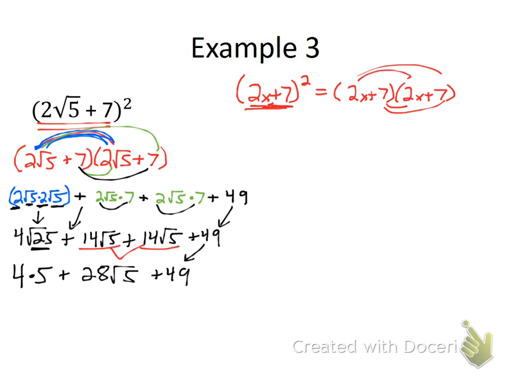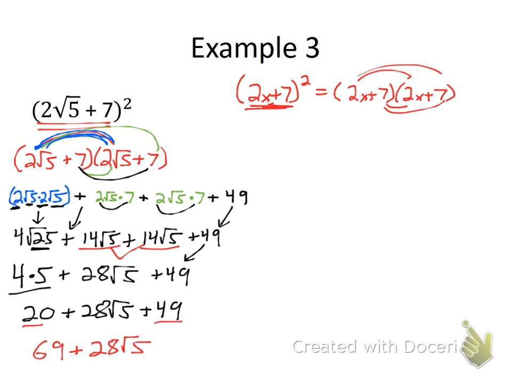So 4 times 5 is 20, plus 28 roots of 5, plus 49, and then my last step is I've got some like terms combined. We have two different constants, so that could be written as 20 plus 49 would be 69 plus 28 roots of 5. I would always warn you to make sure your radical doesn't simplify at the end of the problem. Since we have a root of 5 here and 5 is already prime, I know that radical is not going to simplify. So there we are, done, the end.